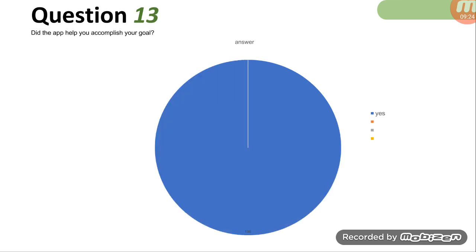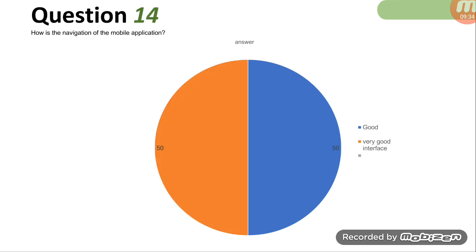And next, did the application help you accomplish your goals? 100% of the users answered yes. Next, how is the navigation of the mobile application? 50% answered good, and 50% answered very good interface. Next, what do you like most about the mobile application? 50% answered privacy policy, and 50% answered good user interface.